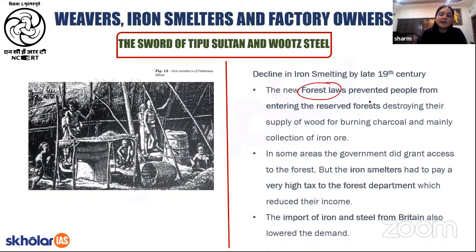So students, the new forest laws prevented people from entering the reserved forest. Reserved, I've already told you, they were reserved. That is, nobody can enter these areas except the British people with authorization. And this destroyed the supply of wood for burning charcoal and mainly the collection of iron ore.